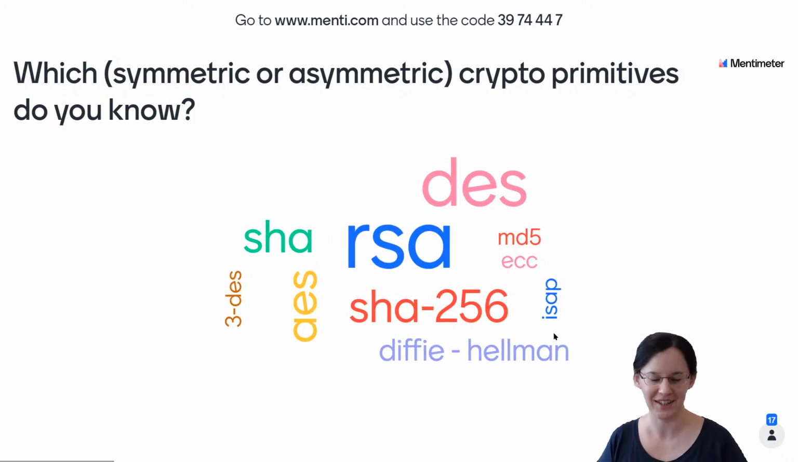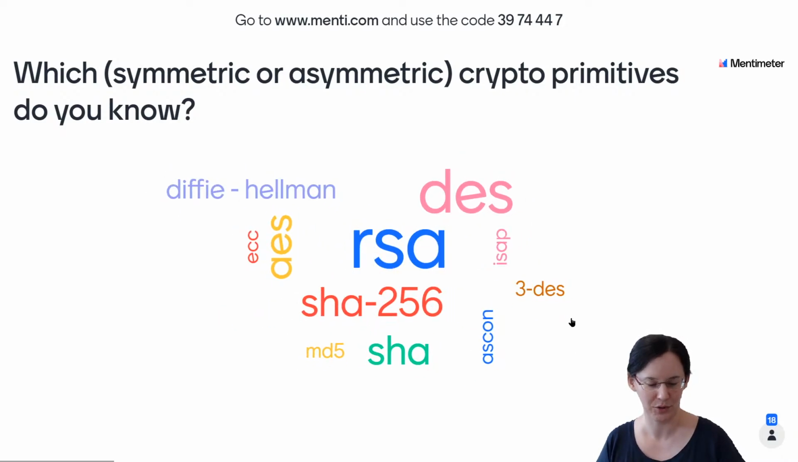Oh, somebody knows ISAP. Well, ISAP is an encryption mechanism, but it's actually not a primitive. It can have different primitives inside. Maybe one of you knows which ones. Yes, the ASCON permutation is one of the primitives that you can use inside ISAP. Maybe somebody knows the other one that we can use.